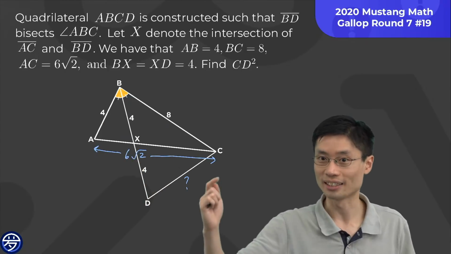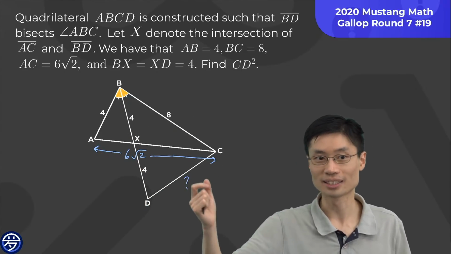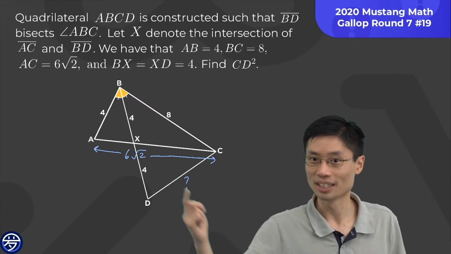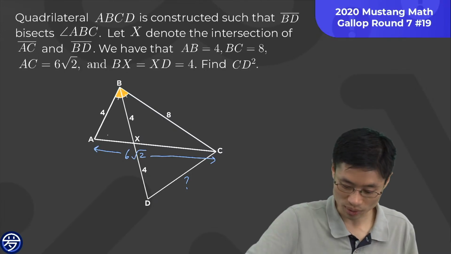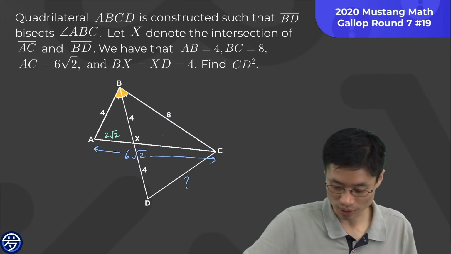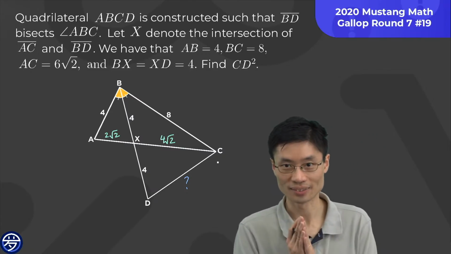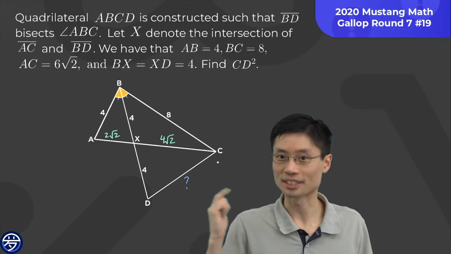4 is to 8, right? So if 4 is to 8 as this piece is to that piece, that's like 1 is to 2. So this is 1/3 and this is 2/3. And if that was 6 root 2, now I can label 1/3 of 6 root 2 is 2 root 2. And 2/3 of 6 root 2 is 4 root 2. And now I'll erase the 6 root 2. Okay. Next thing I wonder is, do I have enough information that I could figure this thing out?